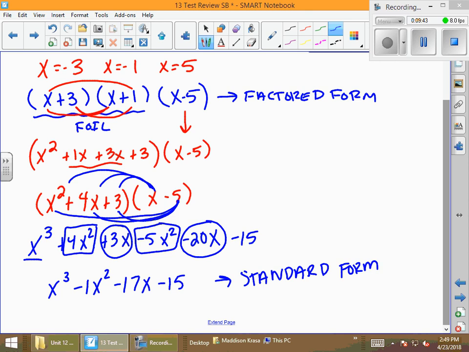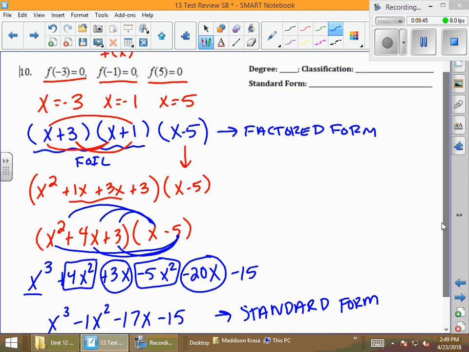Now, when we put it in standard form, it has to be in descending order, meaning highest exponent first. All right, so we're going to go back to the top and fill that in. So our standard form here is x cubed minus 1x squared minus 17x minus 15. The highest degree on that, that's right here, that's our x cubed. That's a degree of 3, and we call that a cubic.